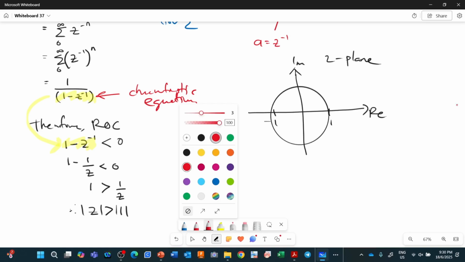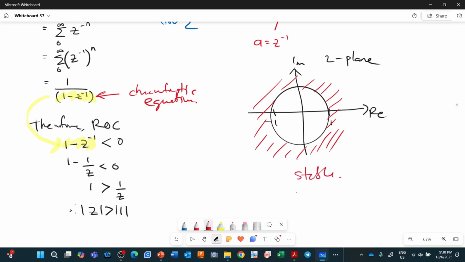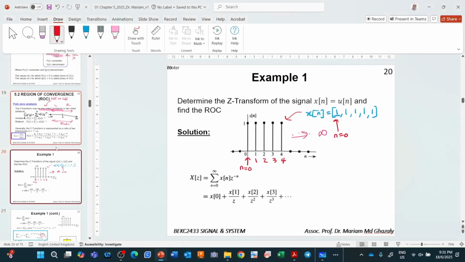And for this case, the pole is at 1, so you have more than 1. For this case, we still say that the region of convergence is stable because it's crossed at 1. So, stable, right? Can follow?